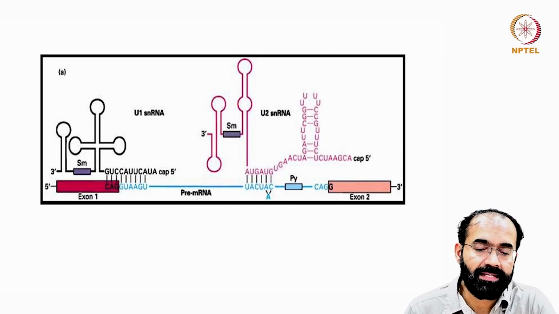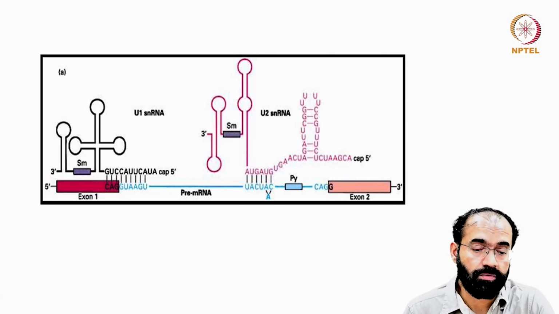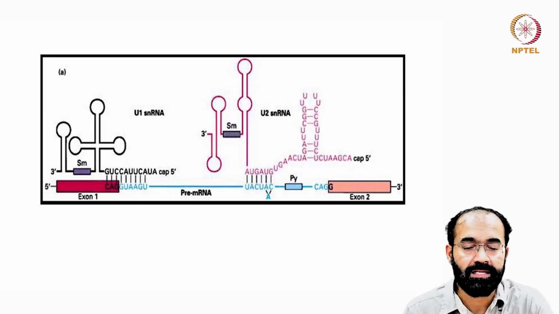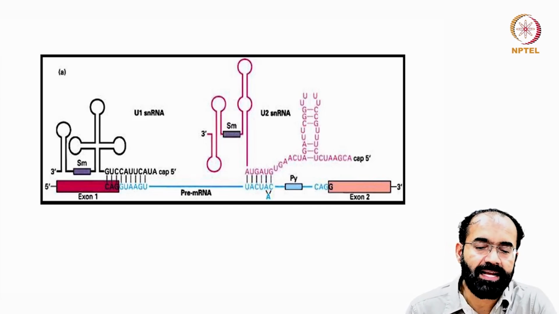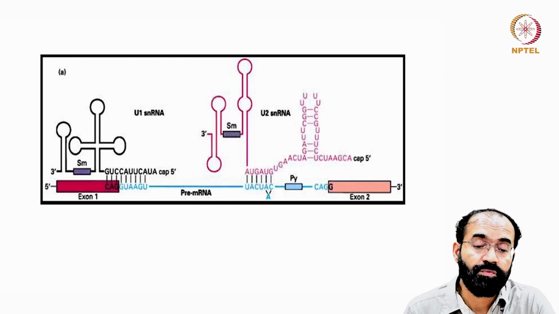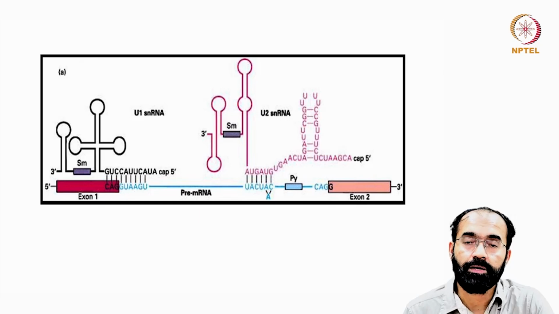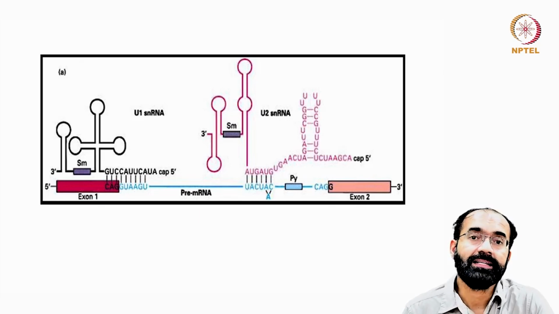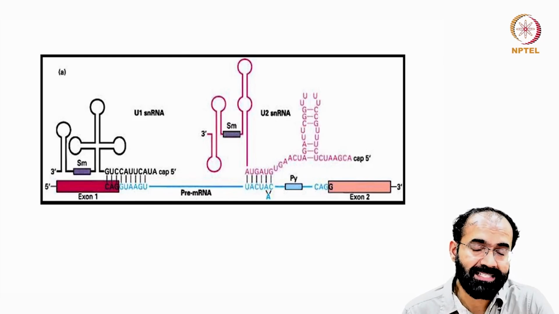So understand that this way of interaction is very important for the first trans-esterification reaction, that is important for the splicing event. That is basically a nucleophilic attack. We have seen that in group 1 and group 2 introns, but we will see it in more detail in the subsequent classes. But this slide is basically for you to understand that U1 snRNA and U2 snRNA physically pair at the specific loci in the exon intron boundary and also at the branch point, so that the facilitation of splicing can happen.